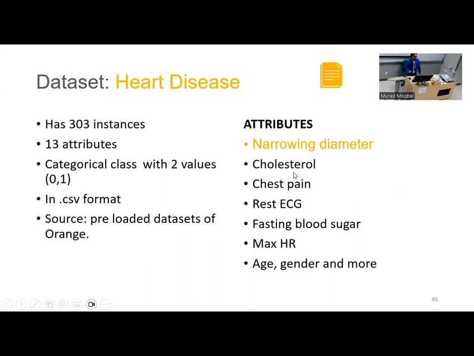And then the rest are our features, which means predictors. We use those characteristics to predict whether this person or patient will have heart disease or not. Examples of the attributes or features include cholesterol level, chest pain, maximum heart rate, age, gender, and so on.